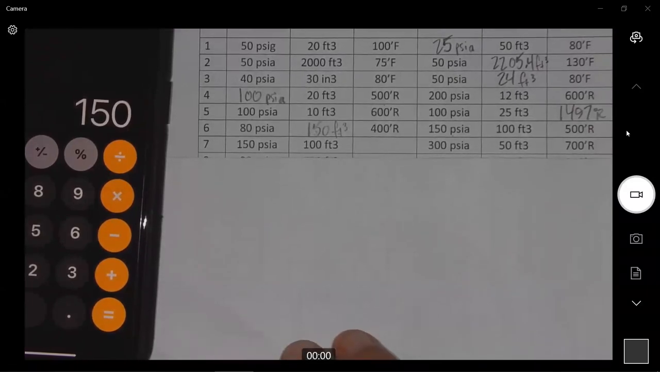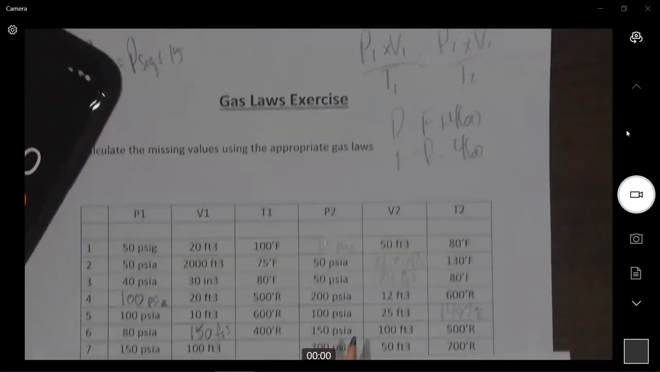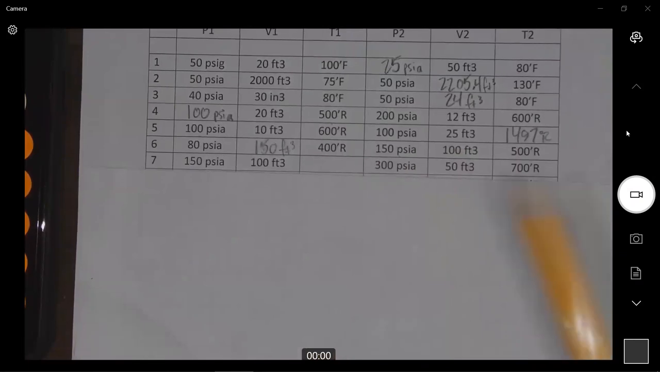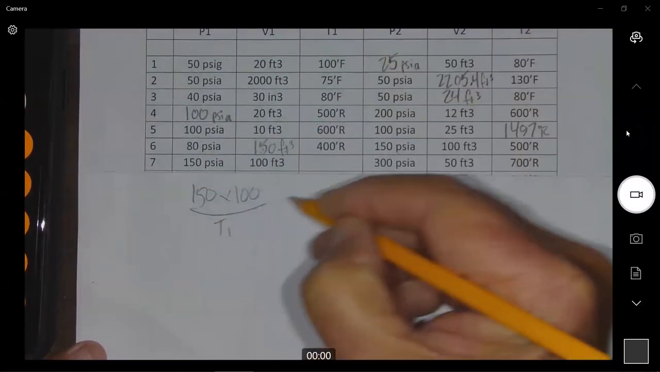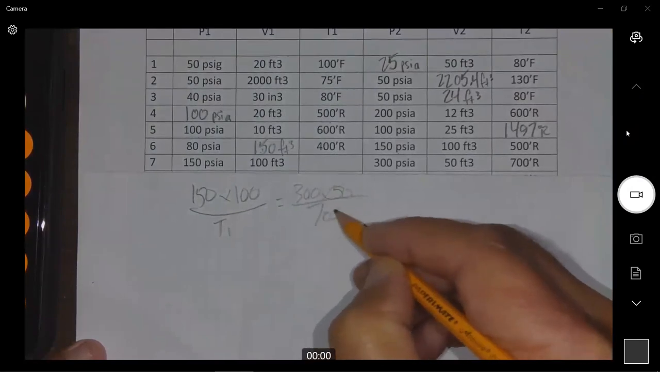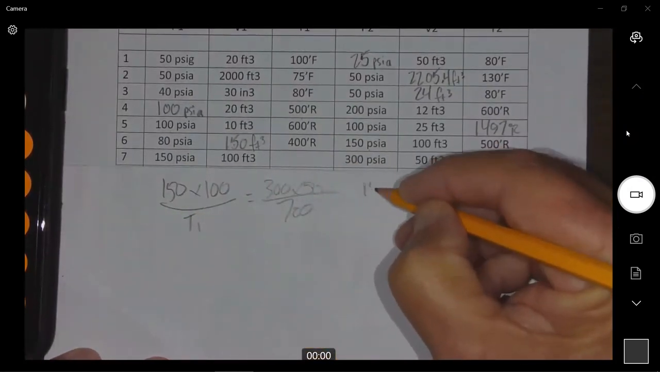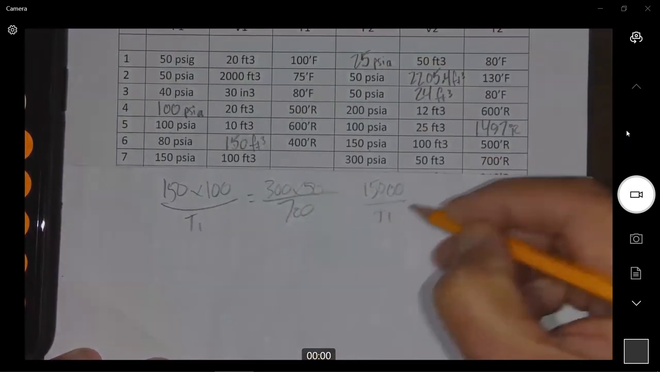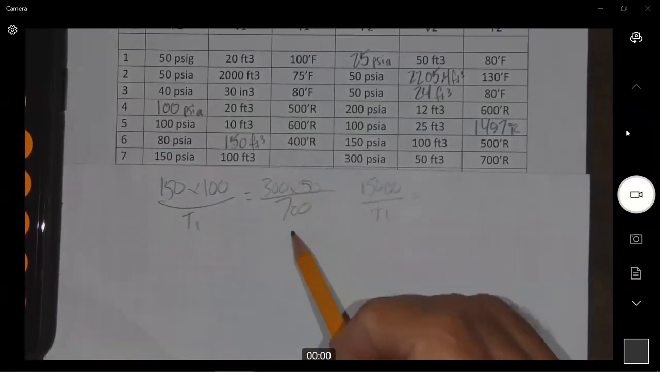Next down, looks like all our numbers are good again. So we're just going back to doing math. I'm going to take this and put it in this formula again. So 150 times 100 over T1 equals 300 times 50 over 700. All right, so let's leave this side. You can actually solve this, right? 150 times 100 is 15,000 over T1 equals. So all I did was that and left the bottom. And then we'll solve for this side here.